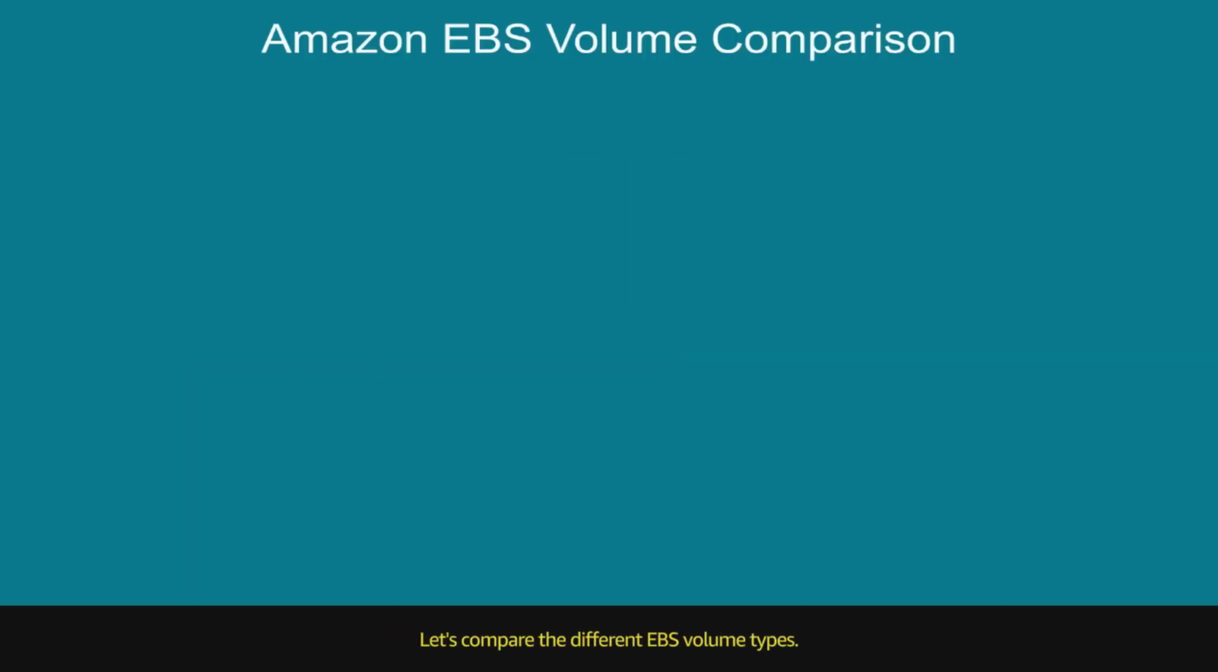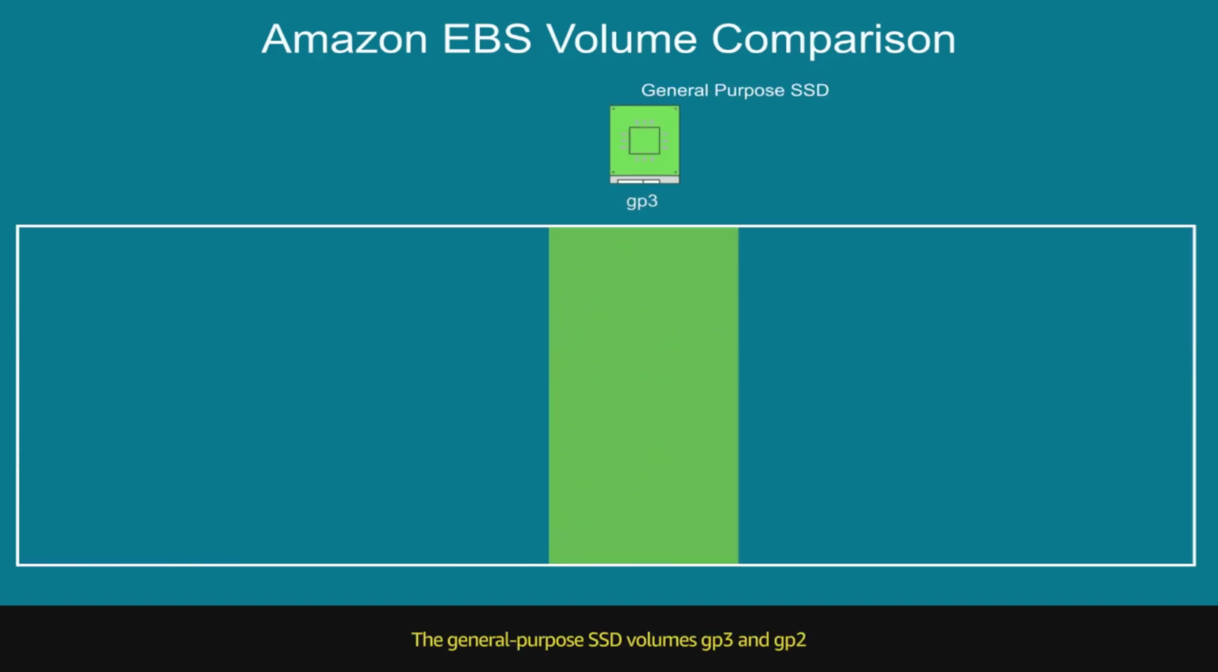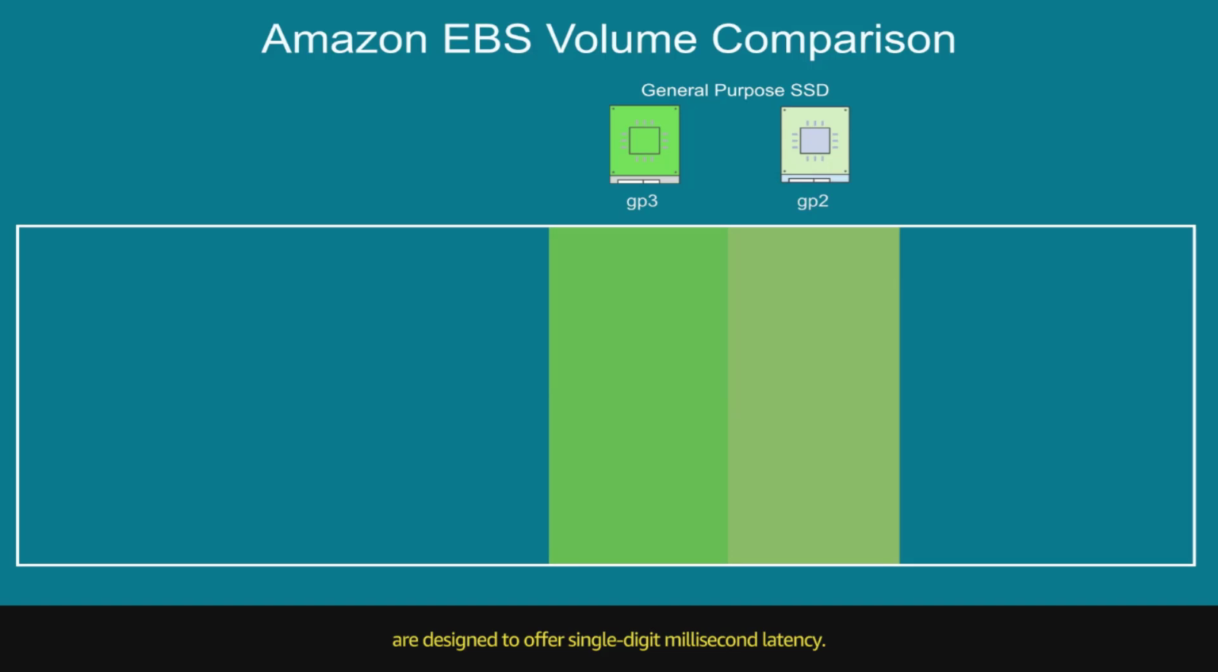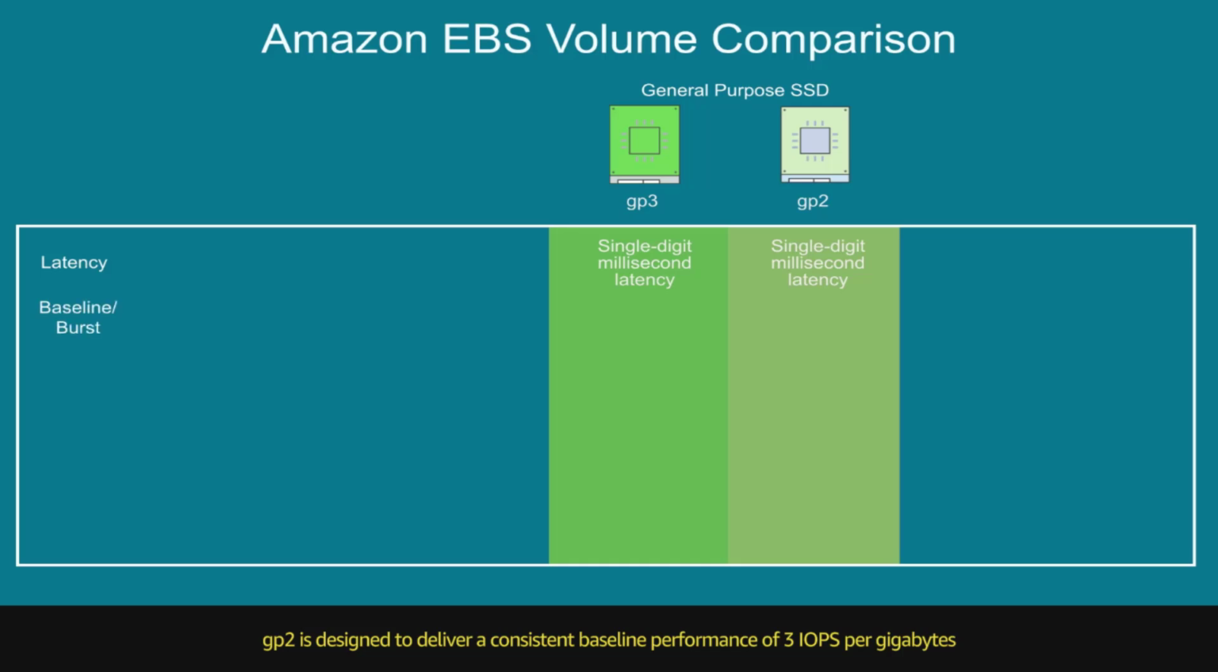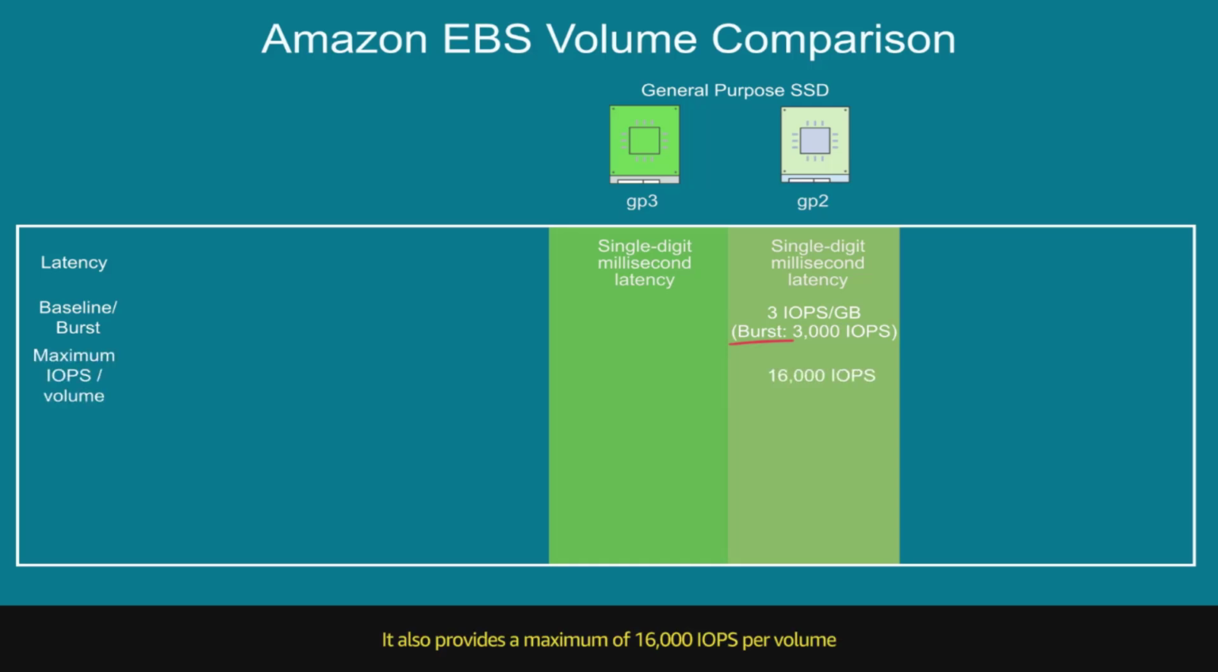Let's compare the different EBS volume types. The general-purpose SSD volumes GP3 and GP2 are designed to offer single-digit millisecond latency. GP2 is designed to deliver a consistent baseline performance of 3 IOPS per gigabyte and can burst up to 3000 IOPS. It also provides a maximum of 16,000 IOPS per volume and up to 250 megabytes per second of maximum throughput per volume.